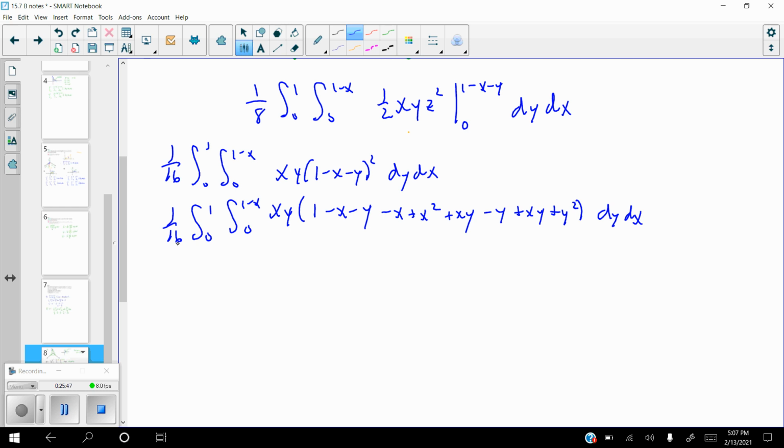Well, yes, but let's go ahead and distribute. Let's distribute the xy first. I think that's probably going to be the easiest way to do it. So xy minus x squared y minus xy squared.